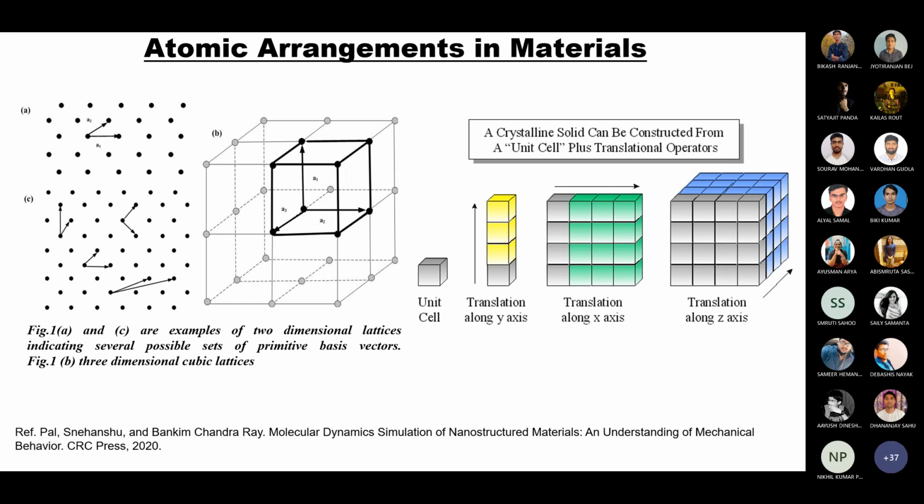Now if you look at figure 1b, you can see translation along the y-axis, then translation along the x-axis, and then translation along the z-axis, making a three-dimensional arrangement of a bulk system with different unit cells. So a crystalline solid can be constructed in such a way. If we take a unit cell and translate it in three different directions, x, y, z, we get a crystalline solid block.